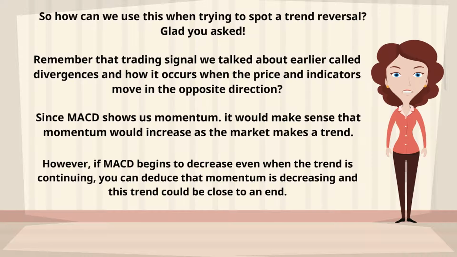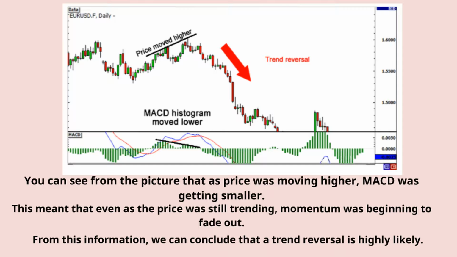Since MACD shows us momentum, it would make sense that momentum would increase as the market makes a trend. However, if MACD begins to decrease even when the trend is continuing, you can deduce that momentum is decreasing and this trend could be close to an end. You can see from the picture that as price was moving higher, MACD was getting smaller. This meant that even as the price was still trending, momentum was beginning to fade out. From this information, we can conclude that a trend reversal is highly likely.